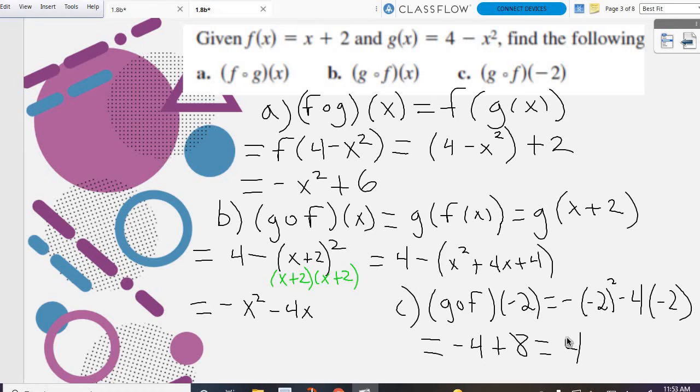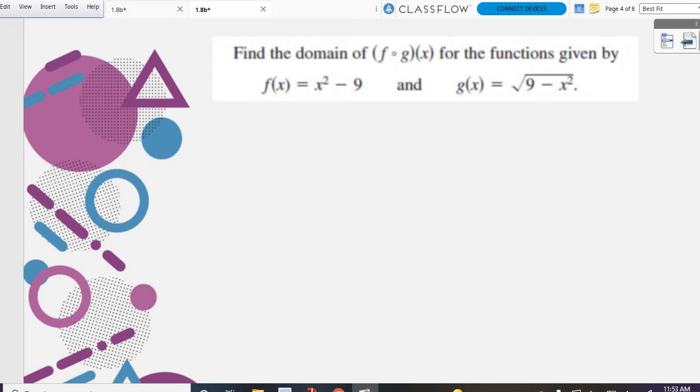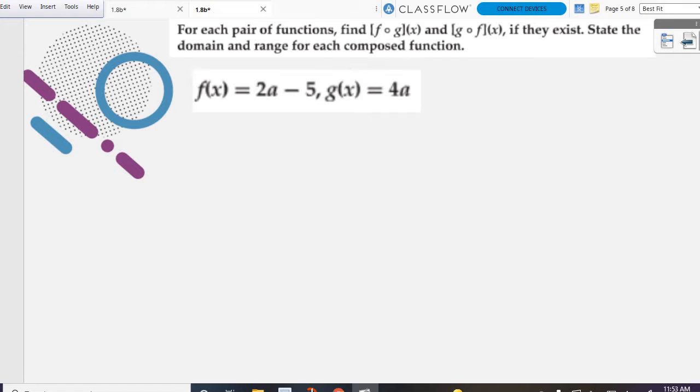Questions on that? Yes? No? Okay. So you're going to try one on your own. So you're going to find F composite G, and then G composite F, okay? And we'll talk about the domain here in a second. We're not going to worry about the range. We'll just talk about the domain.